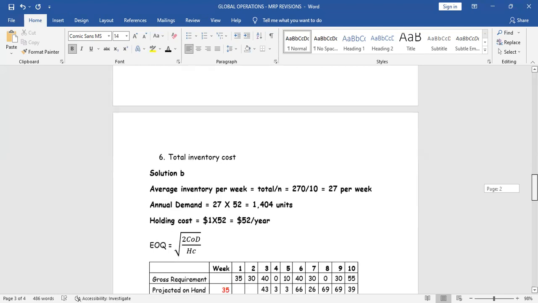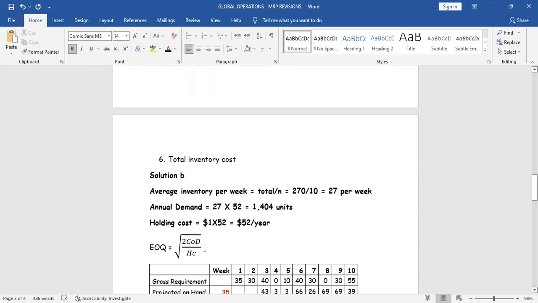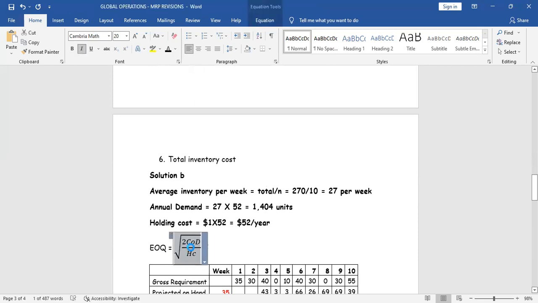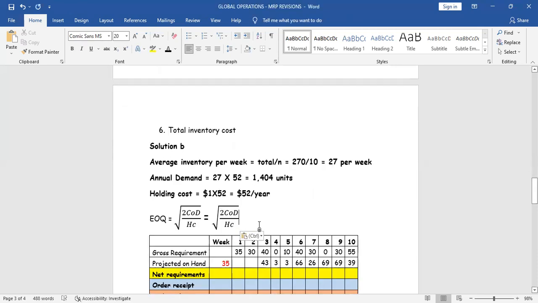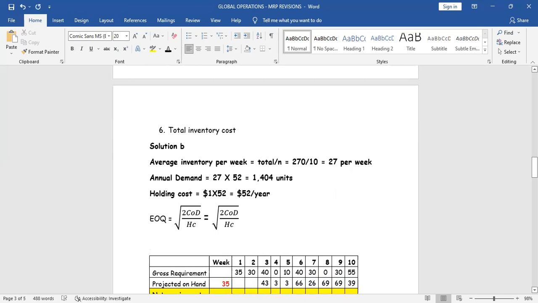EOQ, we just don't calculate anyhow. We calculate its annual demand. It's not any other demand. It's annual demand. And the holding cost that we calculate is the holding cost per unit per year. Okay, now I'll bring this formula here. Let me explain the elements in the formula. The elements in the formula, of course, we know them. 2 is a constant. CO is the cost of ordering.